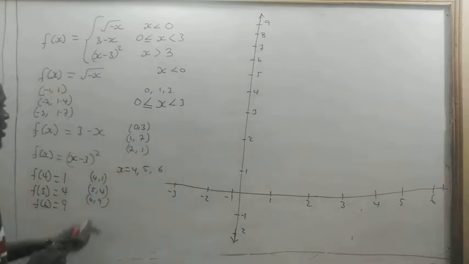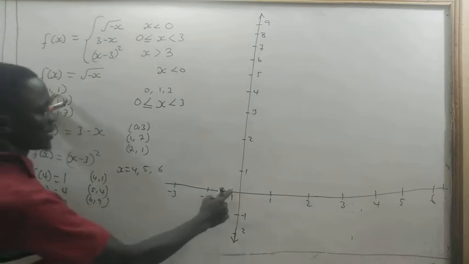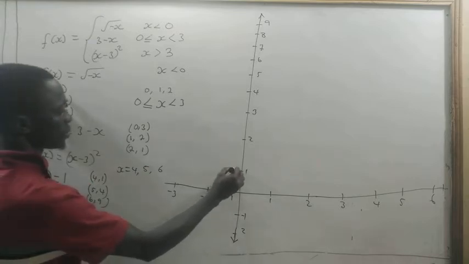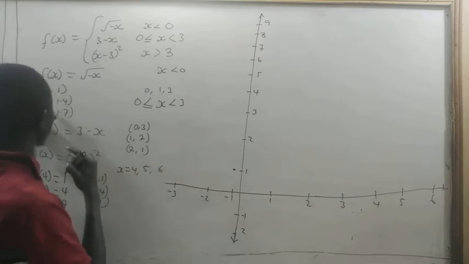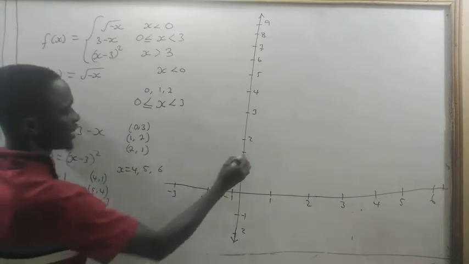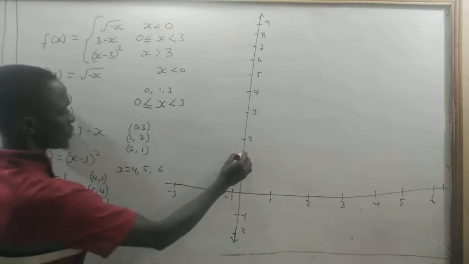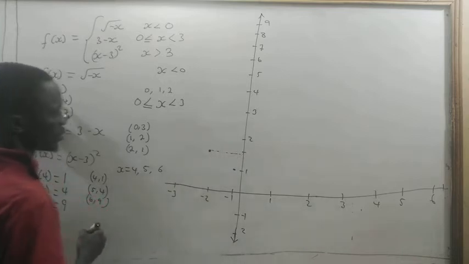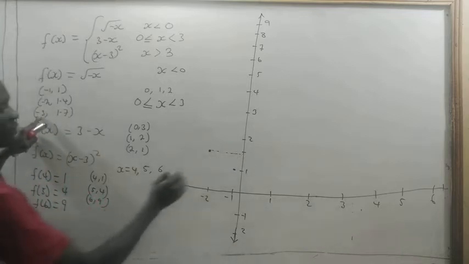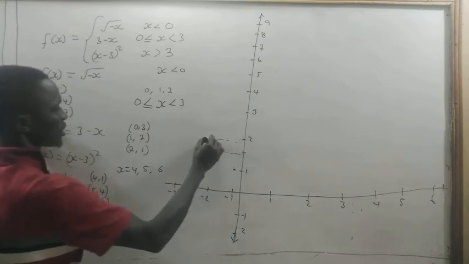Okay, so let's look at this point first. Negative 1 gives 1. Negative 2 gives 1.4. So if we indicate here as 1.5, then 1.4 will be somewhere here. Then negative 3 gives 1.7. If this is 2, then 1.7 will be somewhere here.